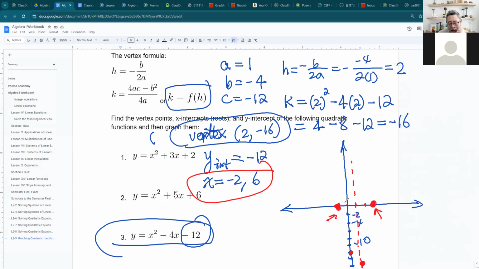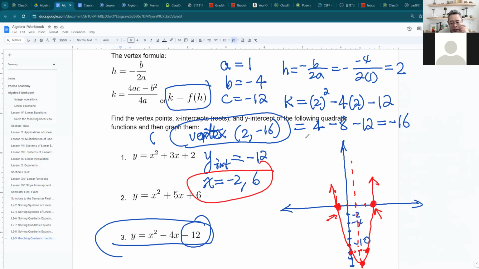Okay, so now we just need to figure out another point. We've got 1, 2, 3, 4. Then the symmetrical point to that will be here, right? And then we just connect them. This is kind of skinny, but we can still connect them. So that would be that. Good?